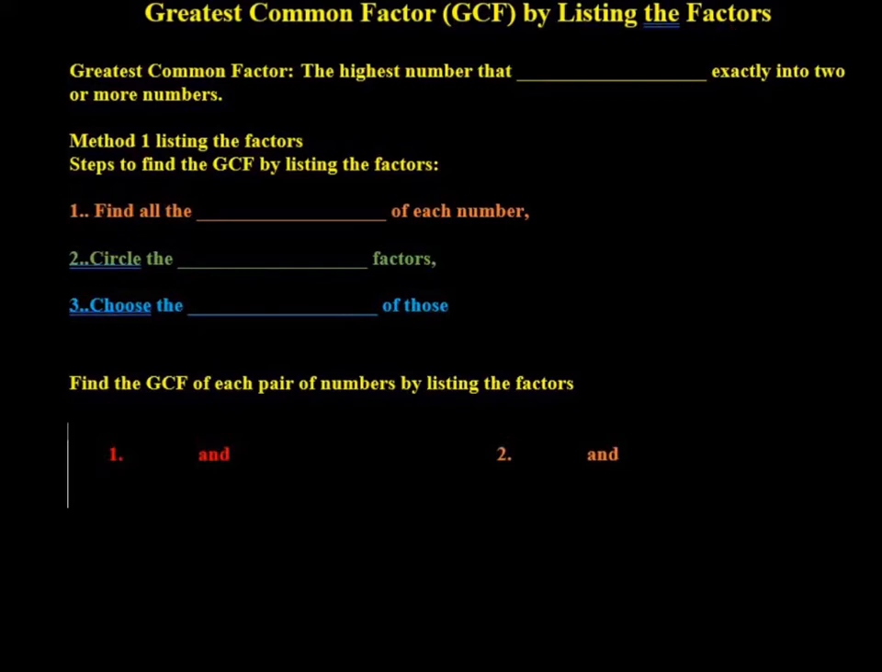So you're thinking, what is the greatest common factor? Well, what that means is it's the highest number that, let me write this down, divides exactly into 2 or more numbers. So let me give you the steps on how to do this. We'll do a few examples on how to find the greatest common factor, or the GCF.